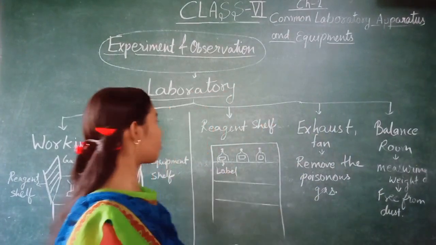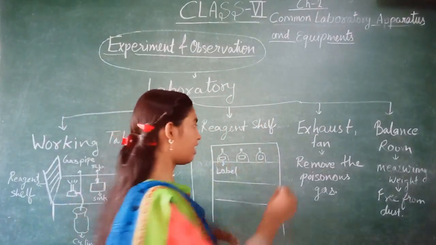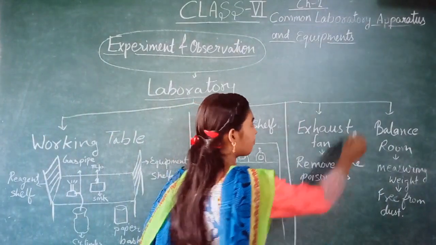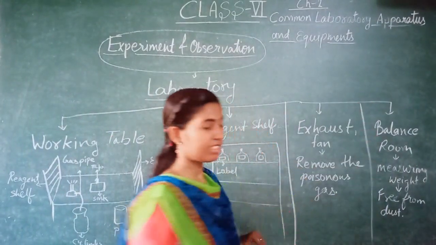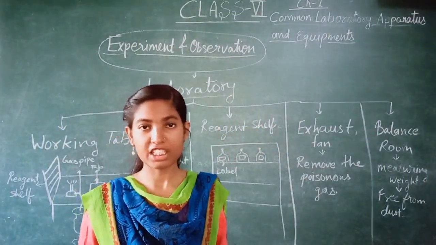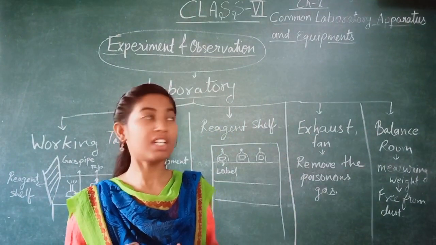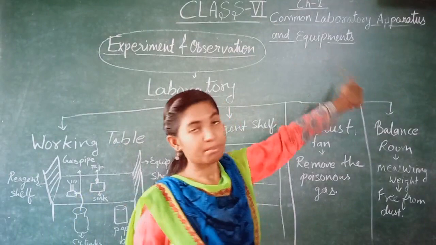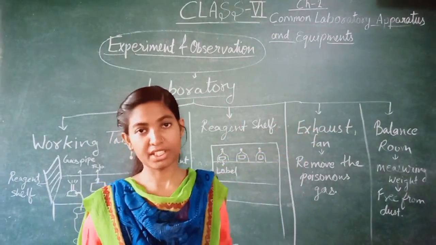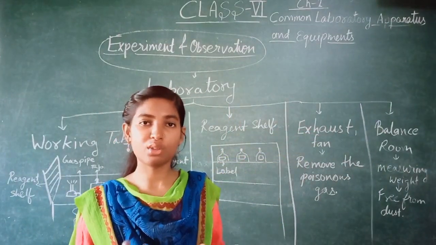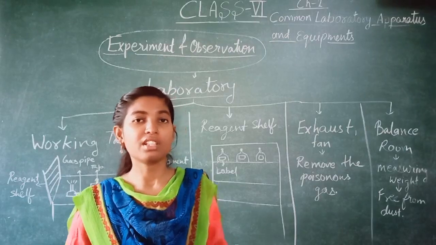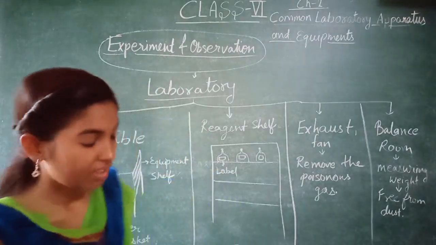So these four main things should be present in our laboratory, and with the help of these we can do experiments as well as observation. Now after this we will learn about the equipment present in the laboratory, and later on we will learn how to use it. Then watch the next one.